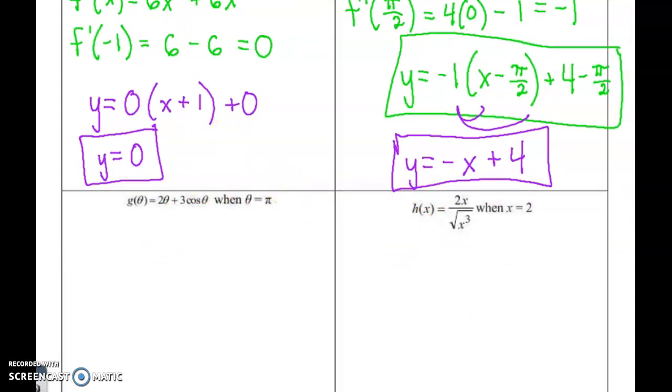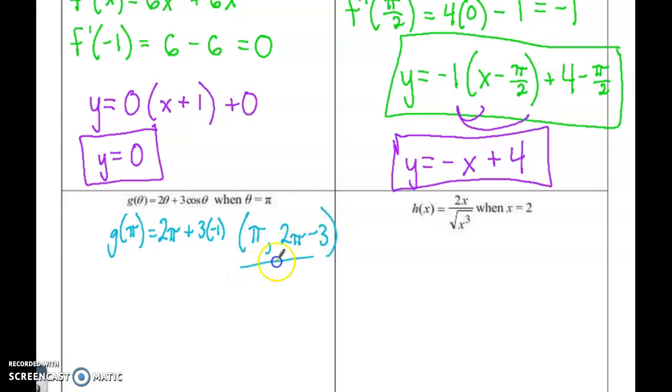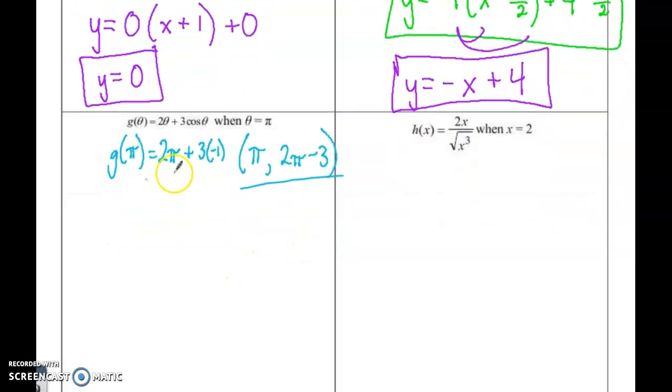Same thing with the next one. So your x-coordinate is pi. As you plug in pi for this, we have 2 pi plus, well, cosine of pi is negative 1, so 3 times negative 1. So we're looking at 2 pi minus 3. So here's the ordered pair. So now what we need is g prime of theta, which equals 2.